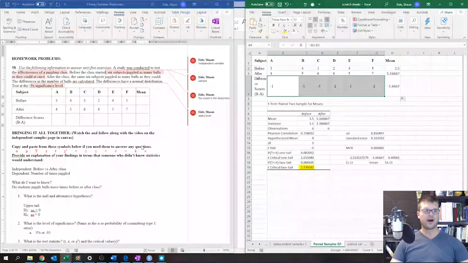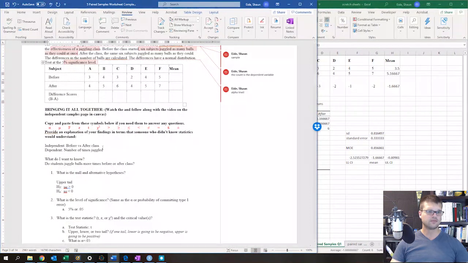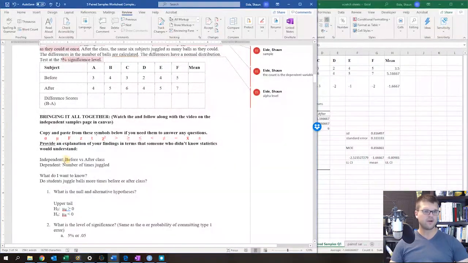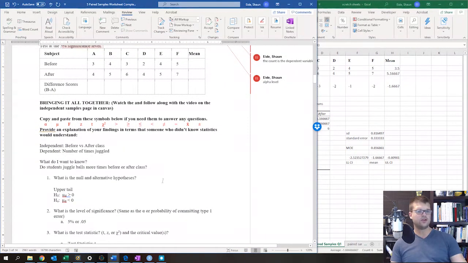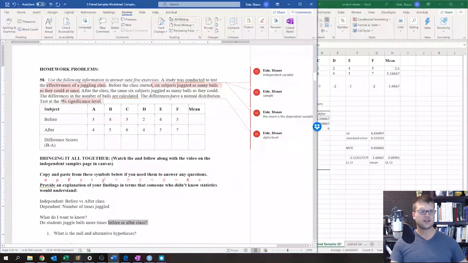null and alternative hypothesis. So let's go back into this worksheet a little bit from there. So first of all, we already labeled the independent variable and the dependent variable. We did that right over here. And now we need to know, what is it that I actually want to know? Do students juggle balls more times before or after class? Well, let's take a look at this, just make sure.